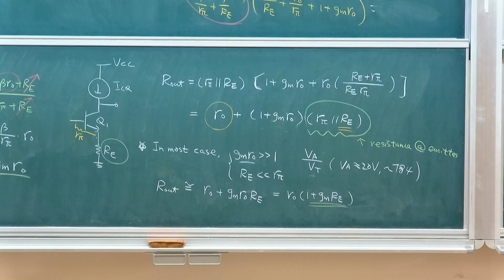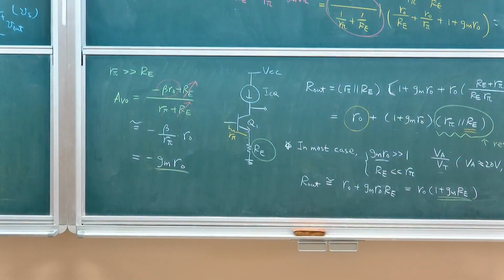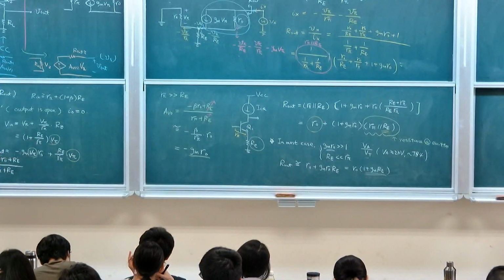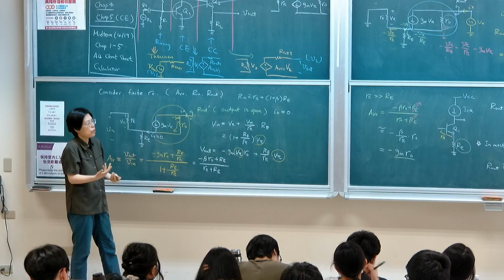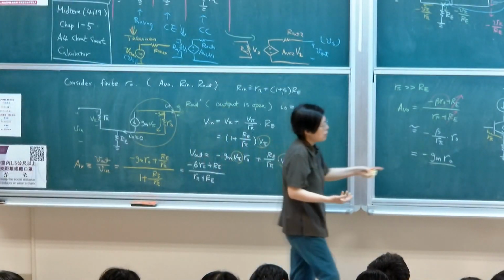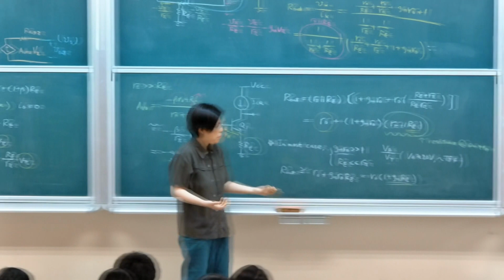Let me give a more hand-waving explanation as to why our previous results show that with finite RO, your output voltage gain, where's my voltage gain? The voltage gain is actually very close to, right here, as I said, very close to GMRO. The reason is because of this boosting effect.